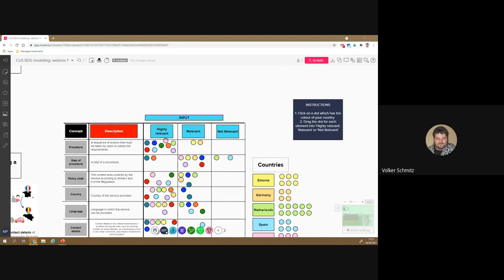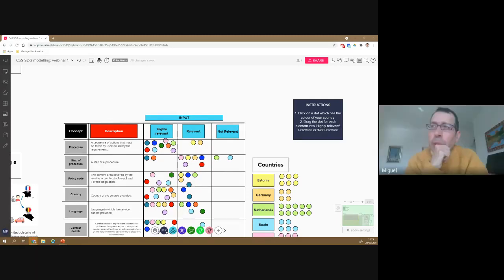I completely agree with you, but I just want to make sure, according to your use case, if we define a procedure as the whole thing or just the country-based part. So I completely agree with you. Yes, the national dimension. Yes, of course. Okay, thanks.